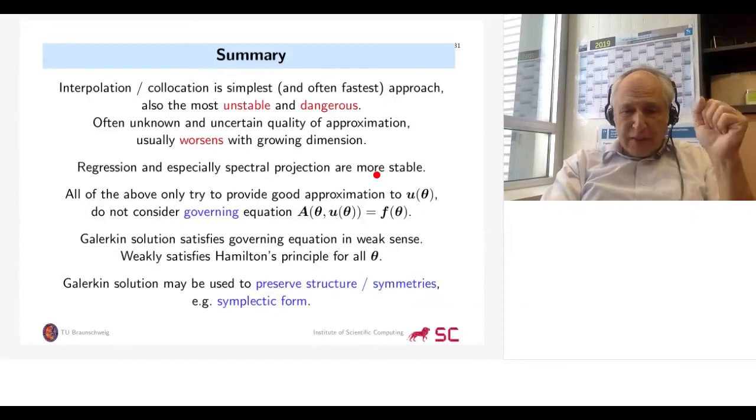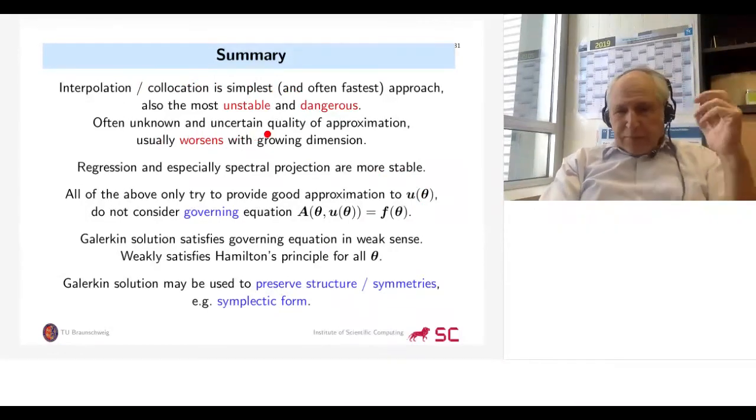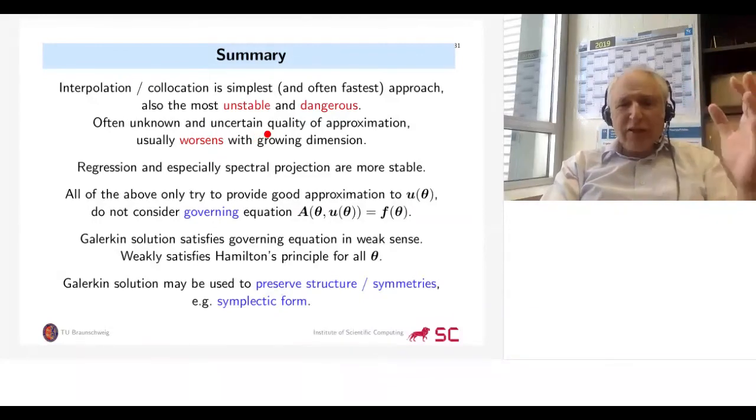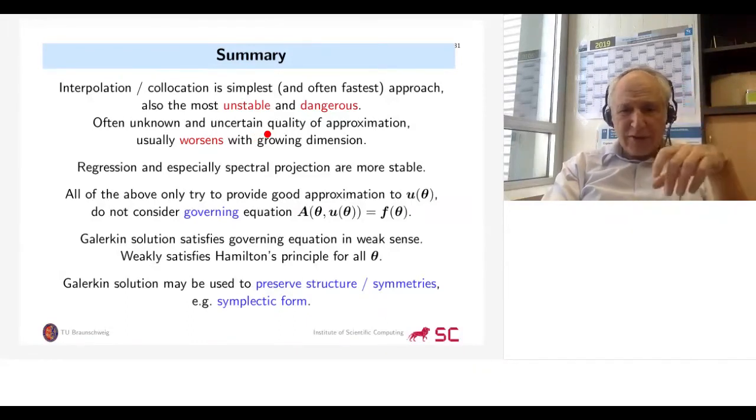Then, in the second part, we looked at interpolation and collocation to do this, and that's often the simplest way, but it's the most unstable and dangerous. These regression approaches are much more stable. And regression in the form of pseudo-spectral projection is really the most stable, in the sense that it takes care of the background probability measure. This is where the weights come from. They don't fall from the sky.